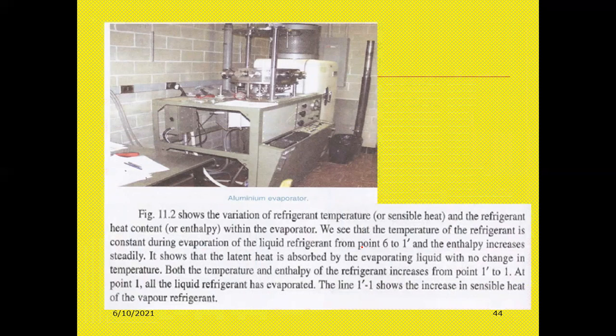We see that the temperature of refrigerant is constant during evaporation of the liquid refrigerant from the point 6 to 1 dash, and the enthalpy increases steadily. So both the temperatures and enthalpy of the refrigerant increase between the point 1 and point 1 dash. All the liquid refrigerant has evaporated. The line 1 dash shows the increase in the sensible heat of vapor refrigerant, the sensible heat of vapor refrigerant.